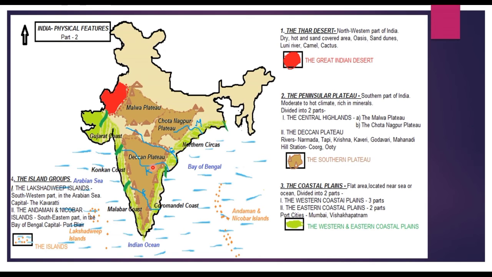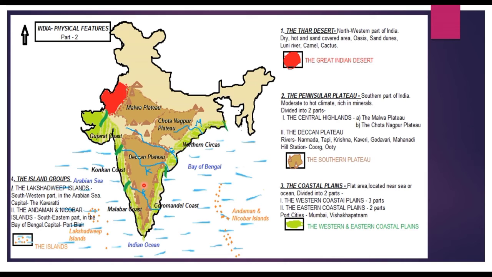Coorg and Ooty are some famous hill stations in the Deccan Plateau. The Ghats have many forests which provide wood and medicines. These forests are home to many animals such as sambar deer, hyena and nilgiri. Many important minerals are also found in this plateau region.